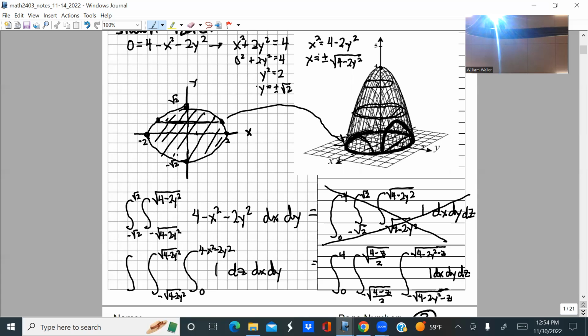And now y is the easy one, because what's y going from? Yeah, minus the square root of 2 up to positive square root of 2. Oh, so this triple integral, this one's much easier to think about than this one.